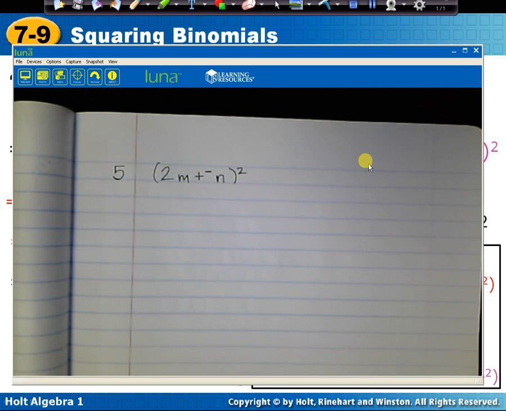Now I want you to choose a method, whether you're going to rewrite it 2 times and distribute, multiply everything out, or if you're going to use the shortcut method, it's your choice. I want you to go ahead and pause the video now and work out this problem and get your final answer before you hit play.